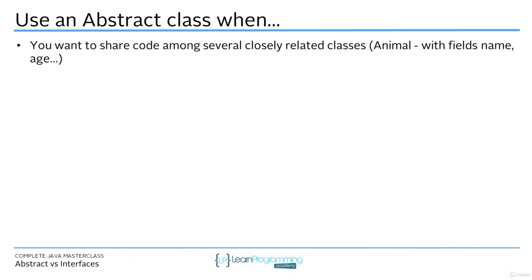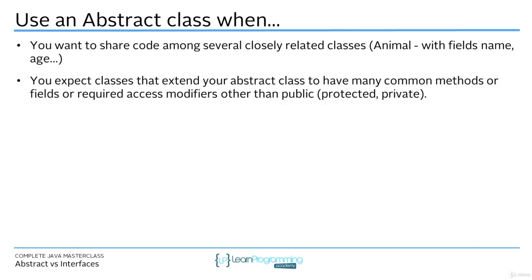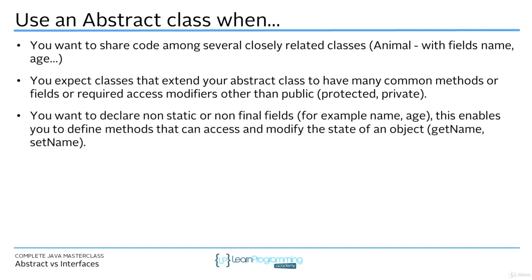So you want to use an abstract class when, firstly, you want to share code among several closely related classes, animal, for example, with fields name, age, and so on. Or if you expect classes that extend your abstract class to have many common methods or fields or required access modifiers other than public, so protected and private. You may also want to use an abstract class when you want to declare non-static or non-final fields, for example, name and age. So this then enables you to define methods that can access and modify the state of an object, get name, set name, and so forth.